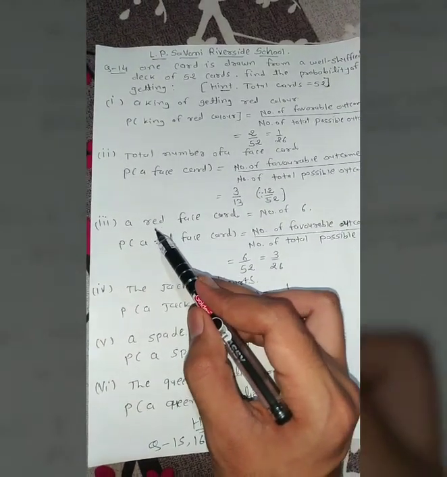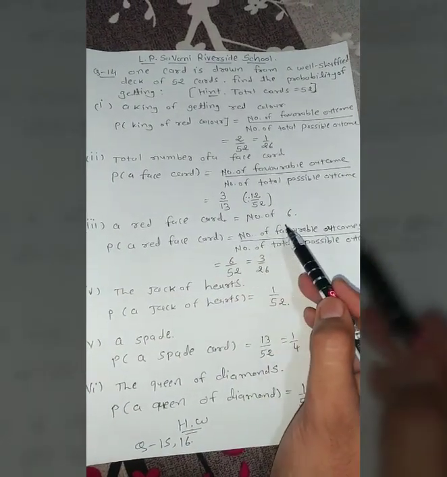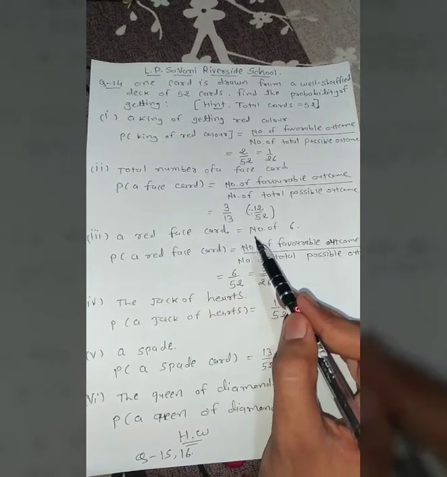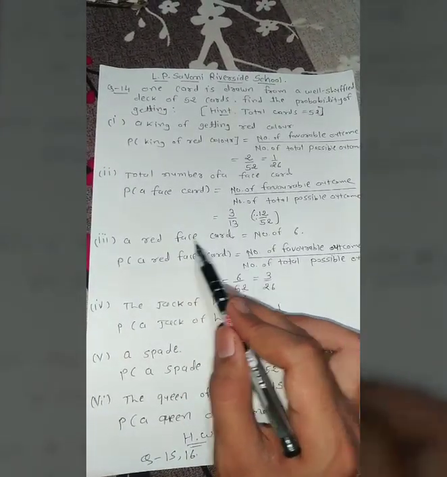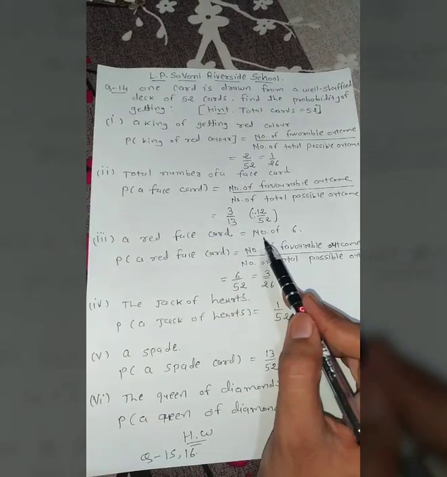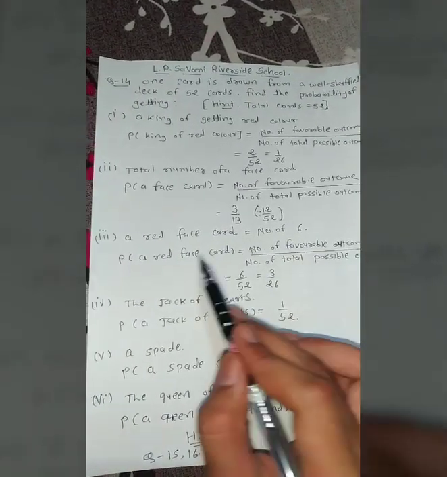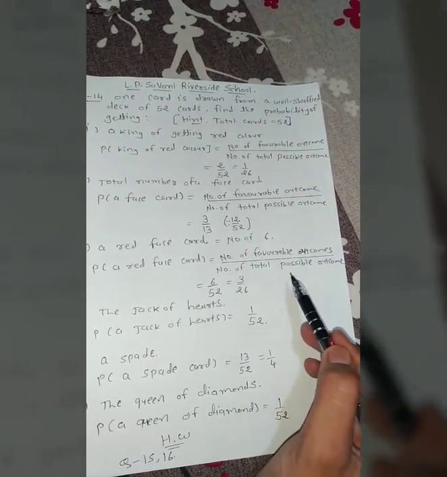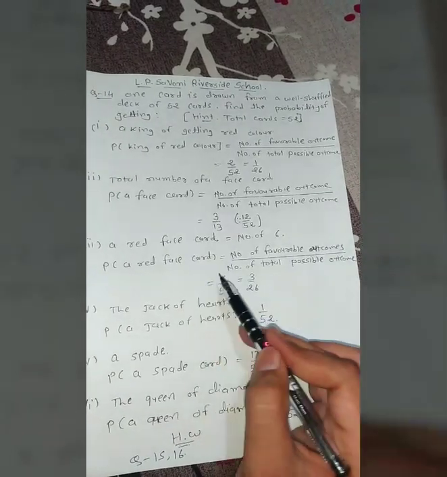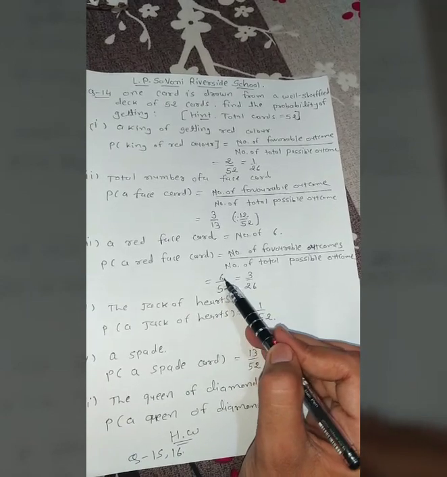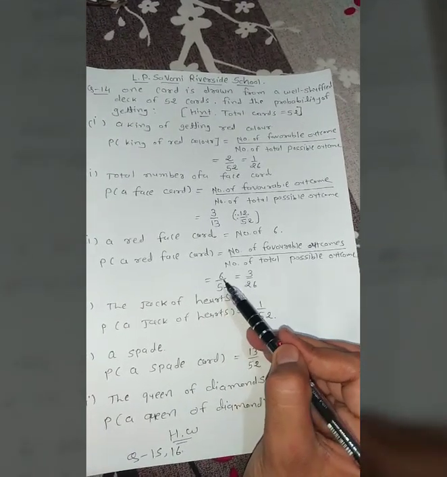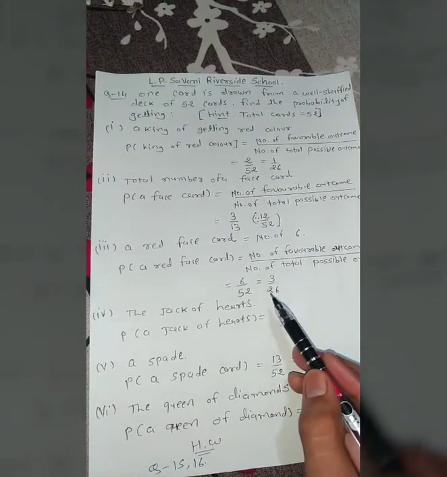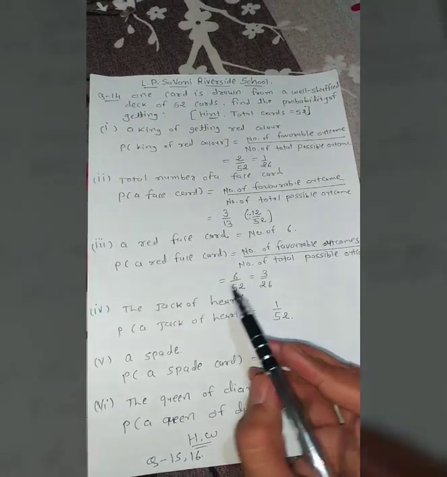The third one is a red face card, which is equal to 6. A red face card has red color, and in red color we found that there are 26 cards. The total number of red face cards is 6. So the probability of a red face card is the number of favorable outcomes upon the number of total possible outcomes. Means there are 6 face cards that have red color. Okay, so 6 upon 52 is equal to 3 upon 26. So this is the probability of a red face card.